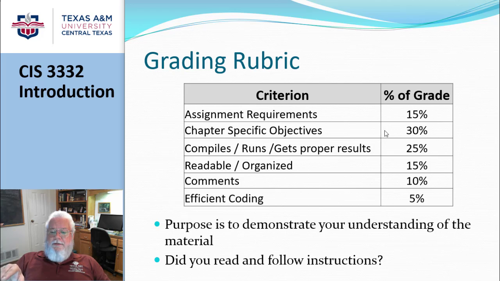The huge chunk of it, 30%, is did you learn what it is you were supposed to have learned? Can you demonstrate to me the things you were supposed to have learned? For example, if we're in chapter 3, when we're doing branching, well then, can you show me that you learned what you were supposed to have learned? That's a huge chunk. It's 30%. Now, does it run? Does it compile? Does it work? That's 25%. Is it readable and organized?